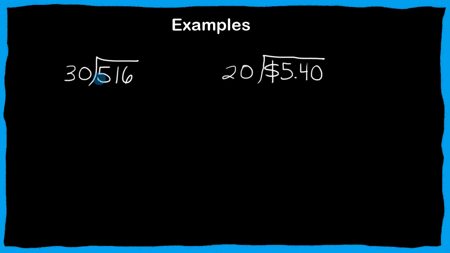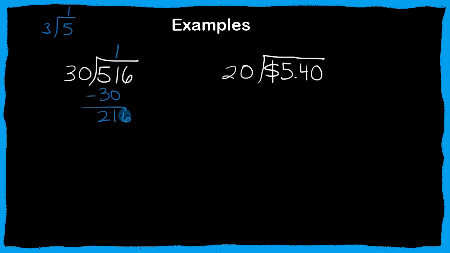Okay, let's look at these examples. 516 divided by 30. Again, since we're dividing by a multiple of 10, we can think of this as 5 divided by 3. And there is 1 three in 5. So we're going to put a 1 up here, but do we put it above the 5 or above the 1? Well, in this case, what we're actually dividing is 51 divided by 30. So we're going to put the 1 above the 1 here, not above the 5. Now we multiply. 30 times 1 is 30. We subtract and get 21.